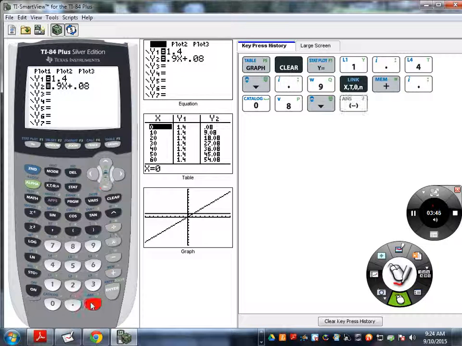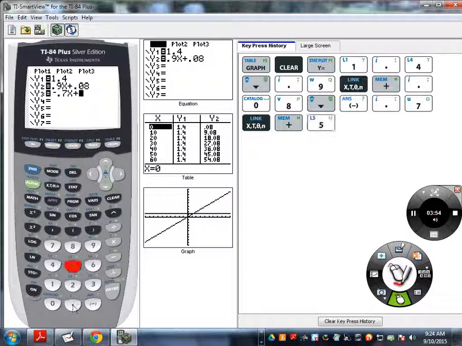So I'm going to type negative 0.7x plus 5.19. So I have my 3 equations in there.